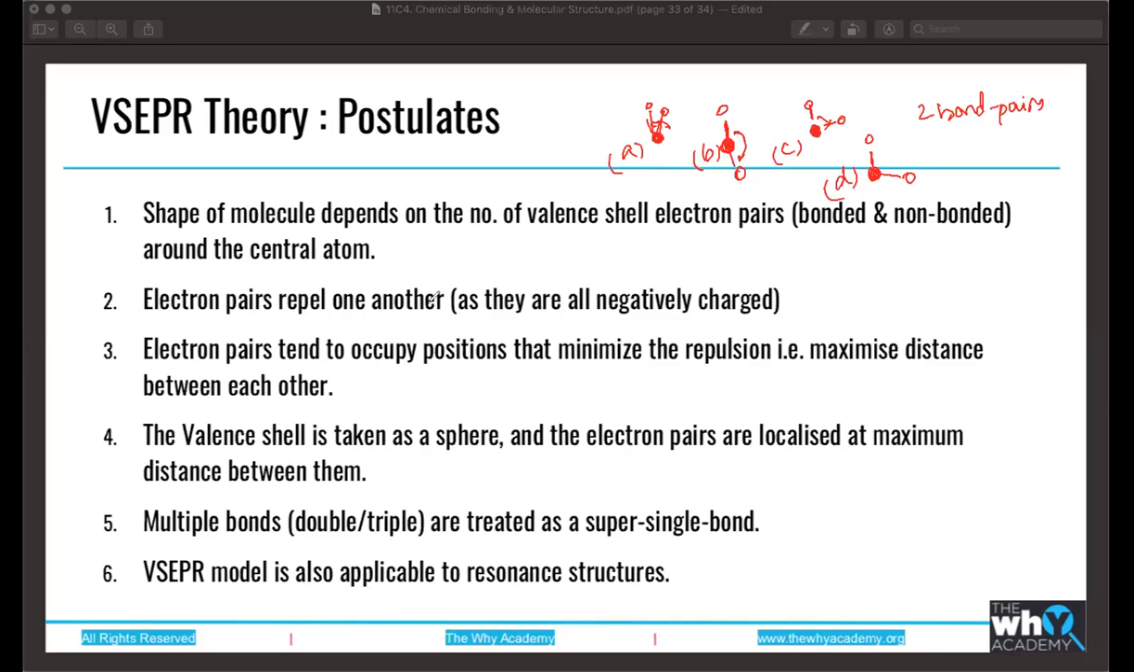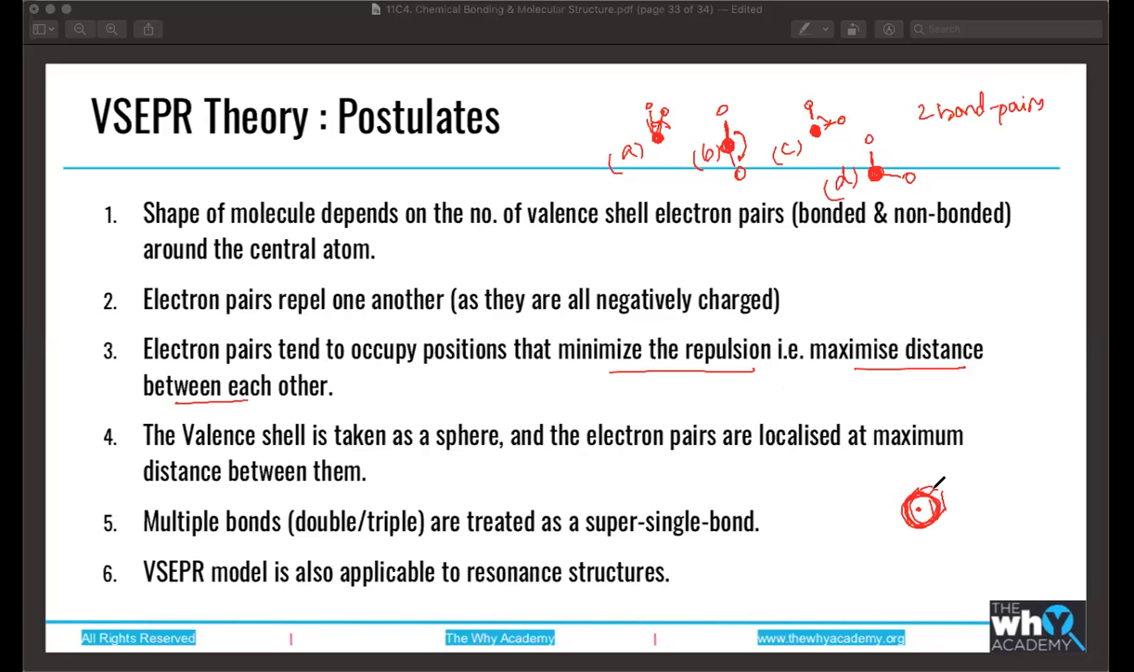So electrons repel one another, so they tend to occupy positions that minimize the repulsion. That is, maximize the distance between each other. The valence shell is taken as a sphere and the electron pairs are localized at maximum distance between them. Okay, so the way I have drawn it here. In the Lewis structure, Lewis said the valence shell is a cube because the octet must be complete. VSEPR basically made the cube a sphere.